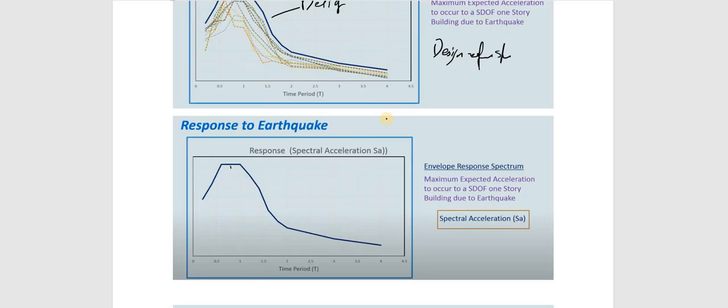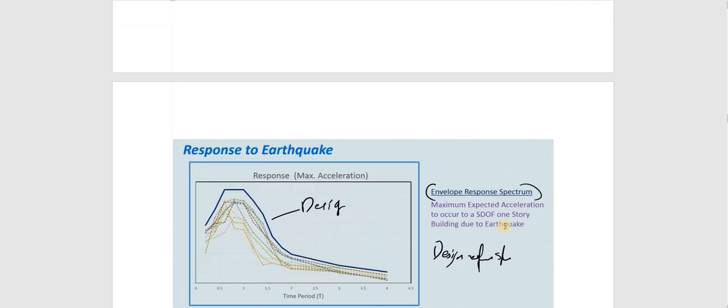If I am taking, for example, this first time period as 1.5, here you can see this is the acceleration. That acceleration is known by another name: spectral acceleration. Earlier we used acceleration of a single term. Spectral acceleration means the acceleration which we get from a design response spectrum. Okay, that is meant by spectral acceleration, SA. Now this is meant by response spectrum.